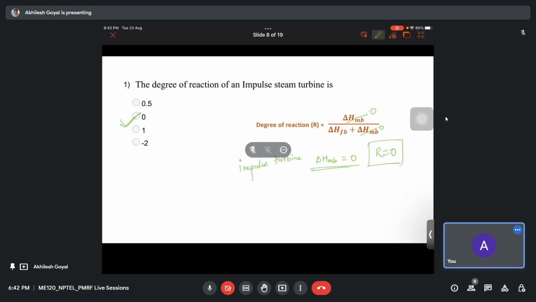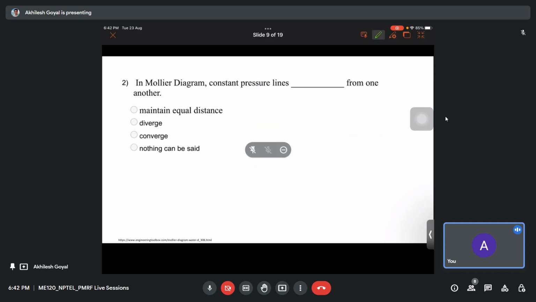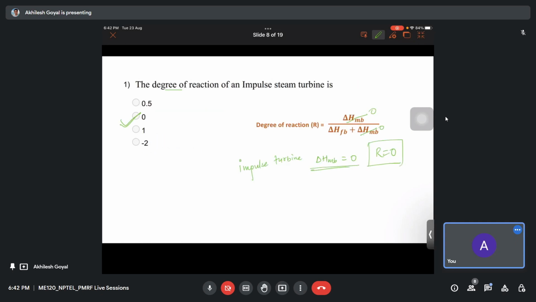This is 0. Now the next question is, in a Mollier diagram, constant pressure lines blank space from one another: maintain equal distance, diverge, converge, or nothing can be said. So here, what is a Mollier diagram? Mollier diagram.